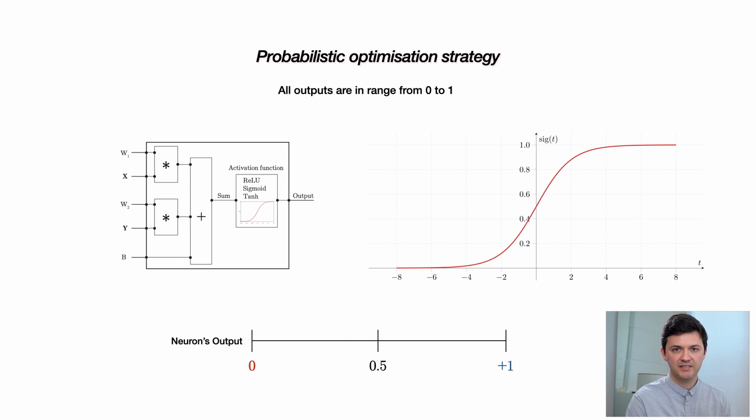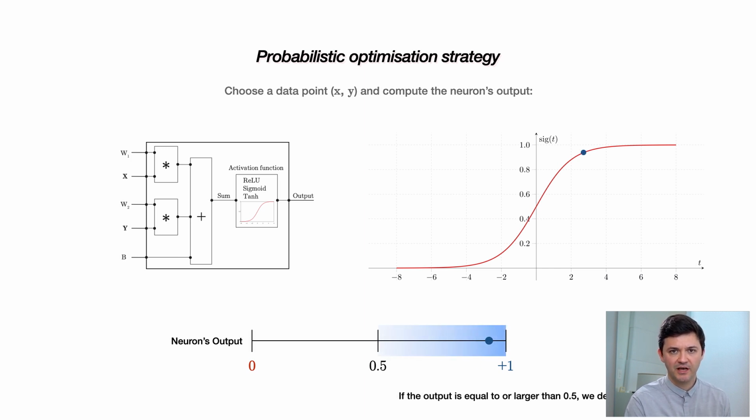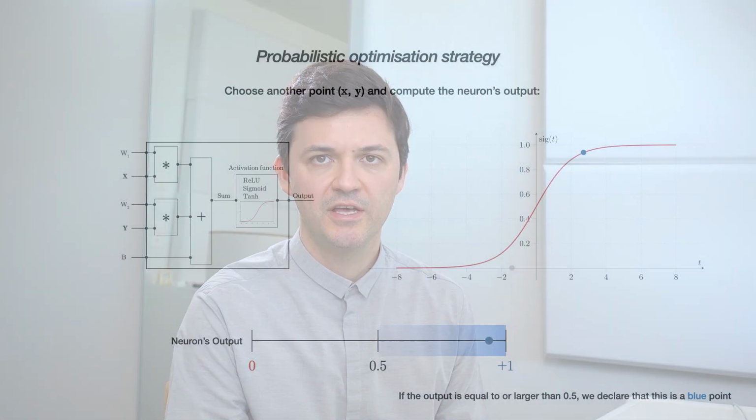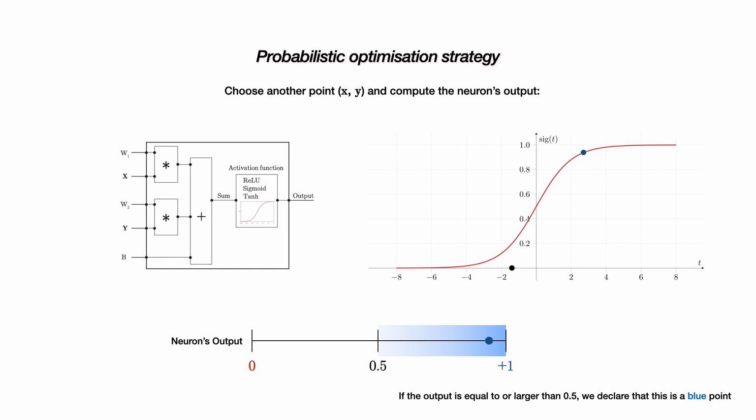And now since our output space is a closed range, we can further split it into two ranges, one corresponding to red points and one corresponding to blue points. Now let's see what happens when we plug a data point into our neuron. This particular point, since it is bigger than 0.5, we can declare that this is a blue point. Let's now choose another point and compute the neuron's output. For this data point, the output of the sigmoid function will be close to 0.2. And since this value is on the left side of our range, so the output is smaller than 0.5, we declare that this is a red point.